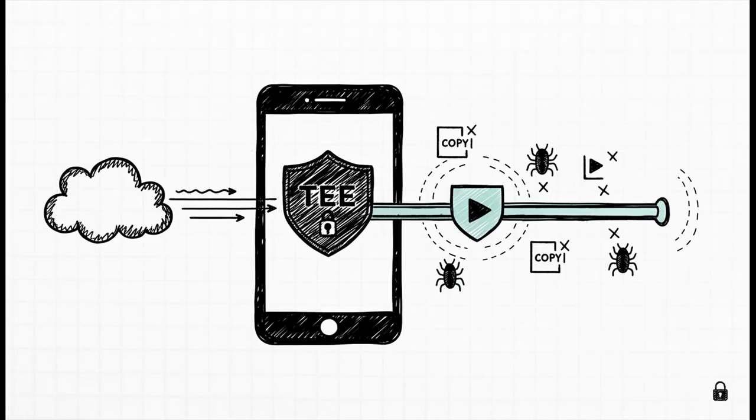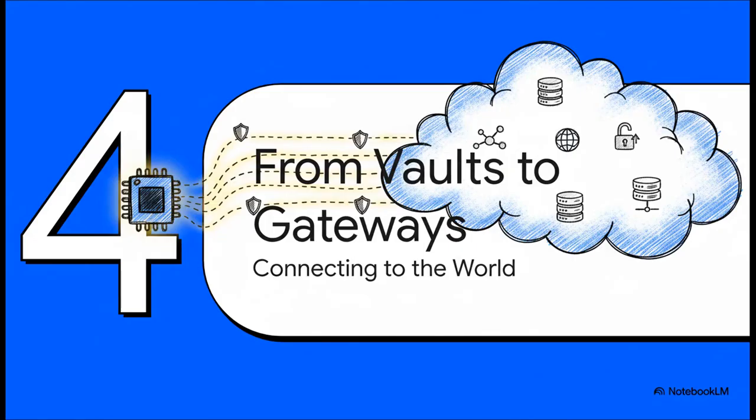And it's not just about payments or biometrics. Ever wonder how you can stream a 4K movie without it being pirated? The TEE is a huge part of that. It makes sure that once that movie is decrypted on your phone, it goes directly to the screen to be viewed, but it can't be copied or screen captured by any other software. Okay, so the TEE is fantastic at securing the device itself.